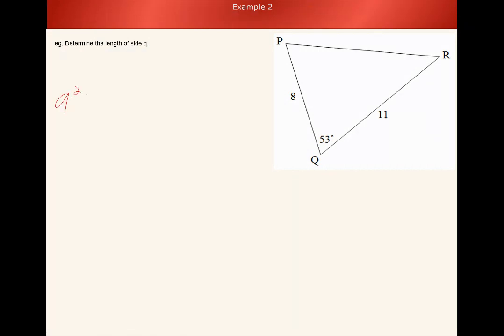So that's going to be q squared equals the other two sides squared, 8 squared plus 11 squared minus 2 times 8 times 11 times the cosine of 53 degrees. Type it all in my calculator: 8 squared plus 11 squared minus 2 times 8 times 11 times cosine of 53. And it gives me 79 point something. So q squared equals 79.080 and some other stuff.